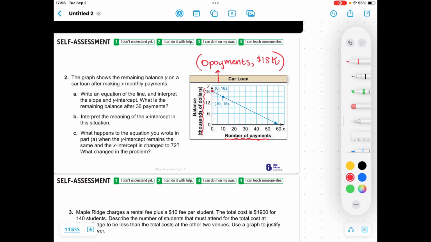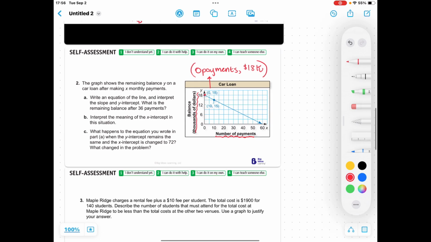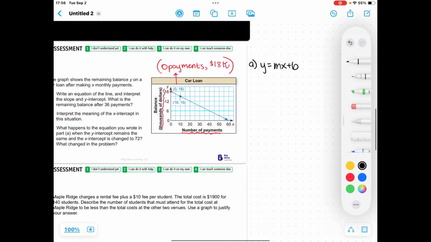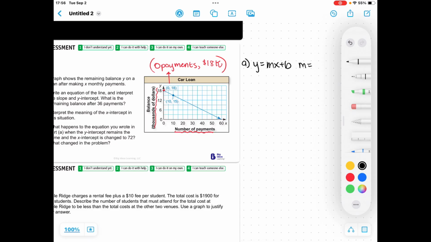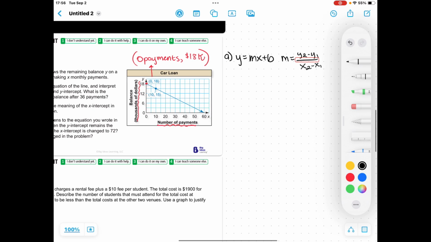Part A says write an equation of the line and interpret the slope and y-intercept. So start off with the first part, part A, y equals mx plus b. I don't care what you solve for first. I'm going to go ahead and solve for slope just because I think it's the easiest. Slope is y2 minus y1 over x2 minus x1. In solving for this, I'm just going to use the 2 points that I'm given. I'll use this one as my x1, y1, this one as my x2, y2.